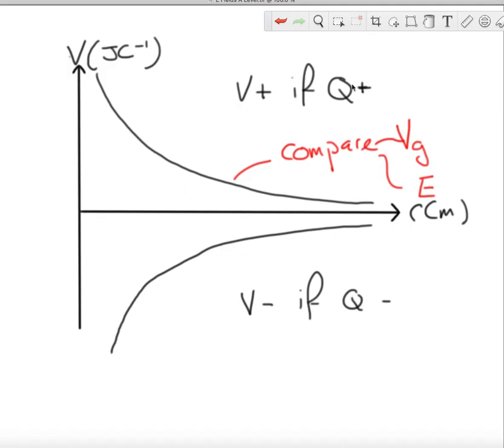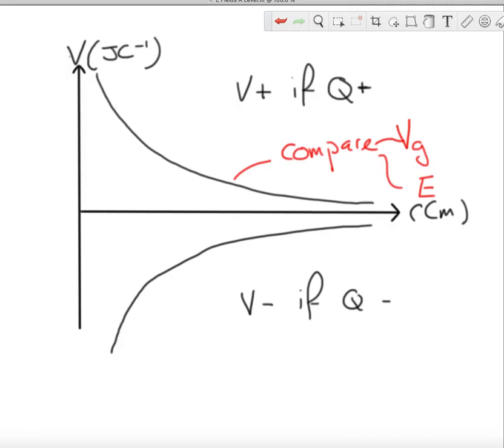So the potential is positive if the charge is positive. It's negative if the charge is negative. Remembering that we're talking about the charge causing the field here, because the test charge is always +1 coulomb. Now, in terms of drawing these graphs, sketching these graphs rather, you need to be able to distinguish between the potential and the field strength.